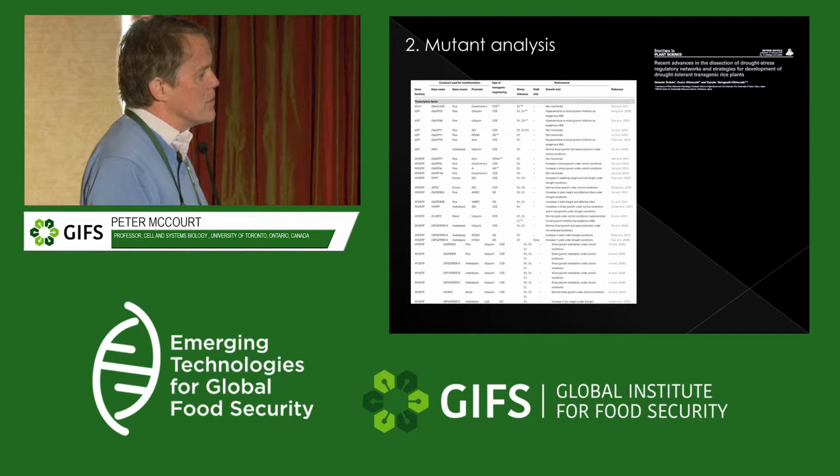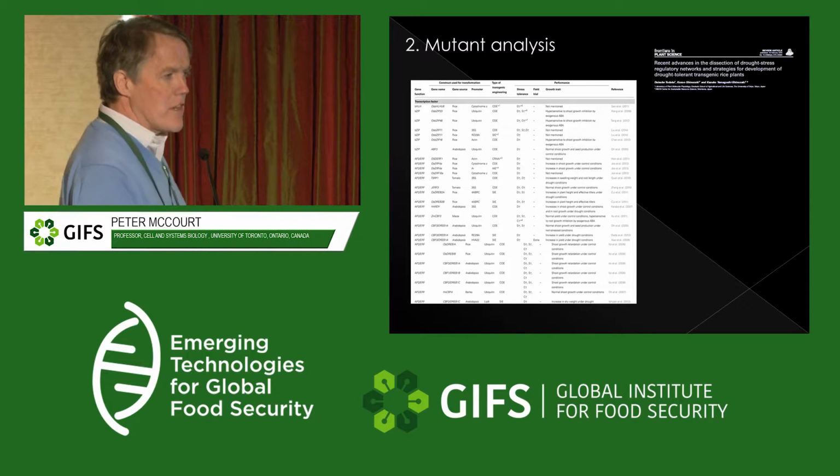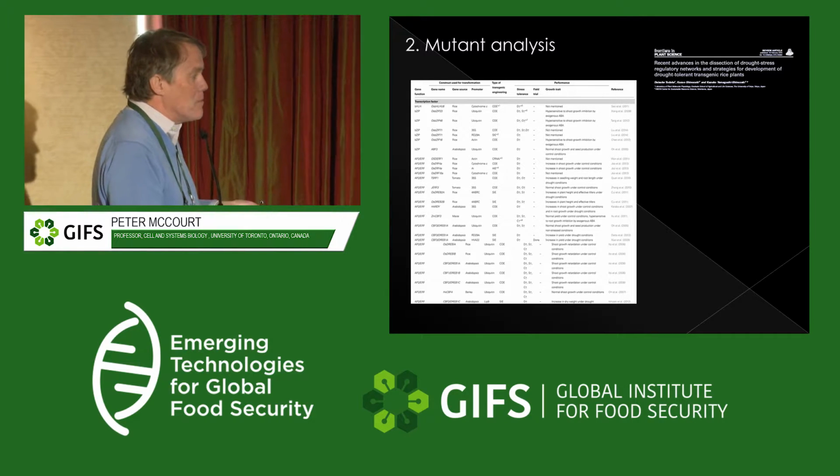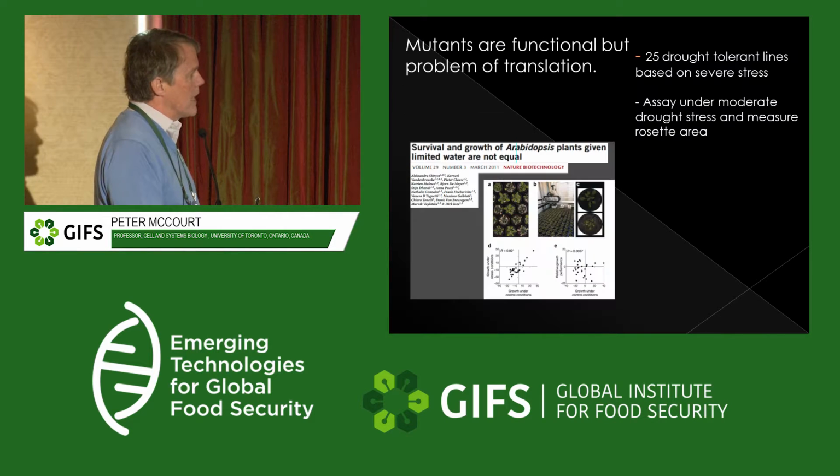It's from a review by Shinozaki. So, there are lots of genes out there. Every one of these genes was thought to be important in drought. Maybe some of them are, some of them aren't. So there are lots of genes. We've got that already. But the problem is that, and this paper really put an earthquake into our lab.